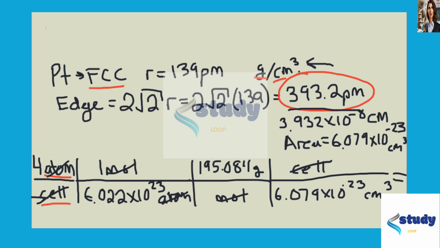And what we have here is a fraction. So when we do 4 multiplied by 195.084, divide that by Avogadro's number and the volume of the unit cell, what we find is that the density of platinum is 21.32 grams per cubic centimeter.